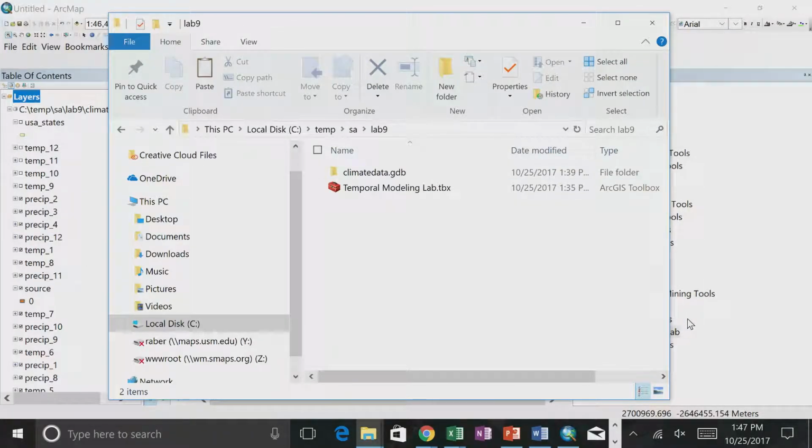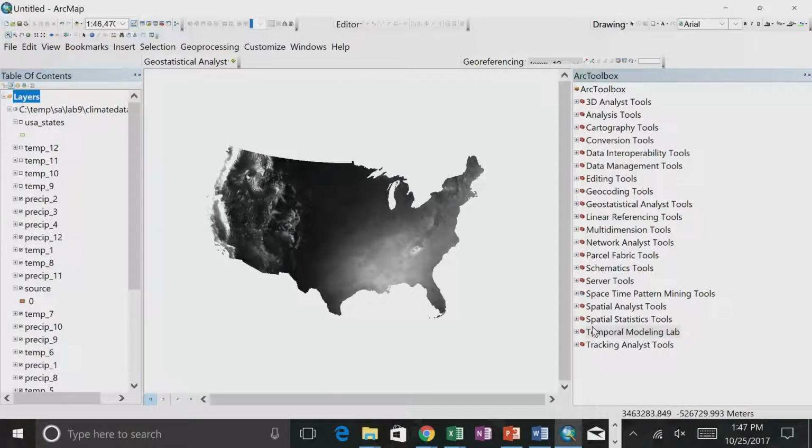Okay, back to ArcGIS. So here is the model that I just added, called the Temporal Modeling Lab Toolbox. So we're going to create one other.